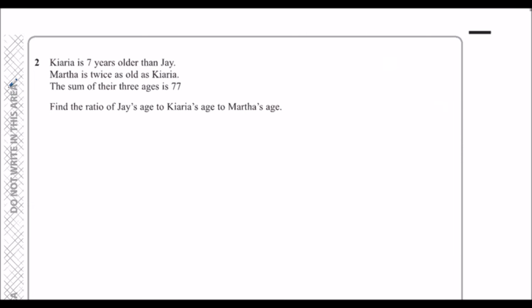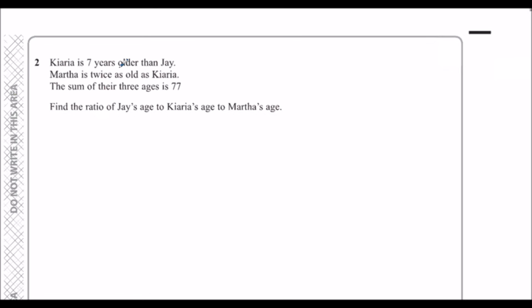Question 2. Chiara is 7 years older than Jay. Martha is twice as old as Chiara, and the sum of their 3 ages is 77. So we need to write a ratio of Jay's age to Chiara's age to Martha's age, but we need to work out what their ages are. So we've got this information here, and we can form equations with it.